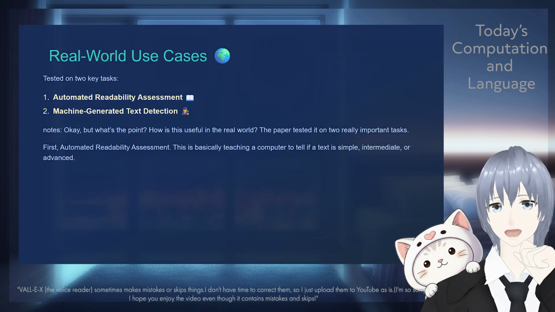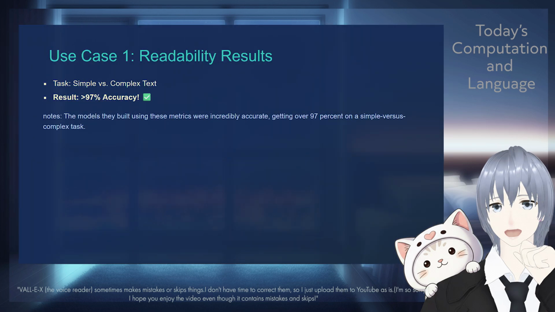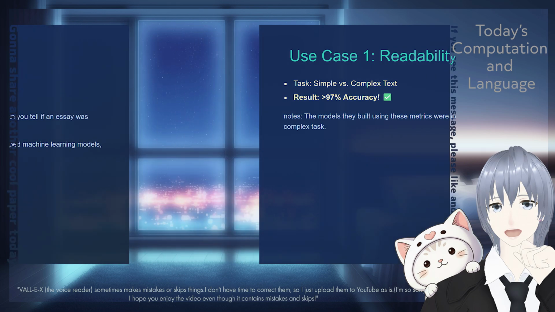Okay, well, what's the point? How is this useful in the real world? The paper tested it on two really important tasks. First, automated readability assessment. This is basically teaching a computer to tell if a text is simple, intermediate, or advanced. The models they built using these metrics were incredibly accurate, hitting over 97% on the simple versus complex task.